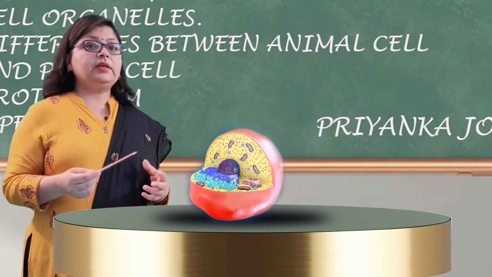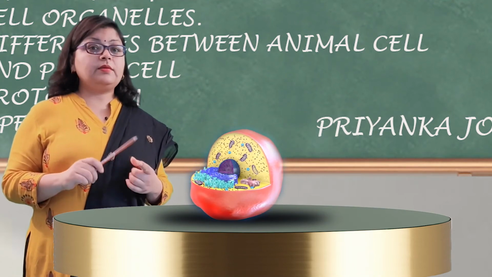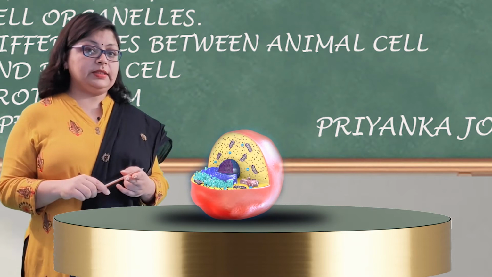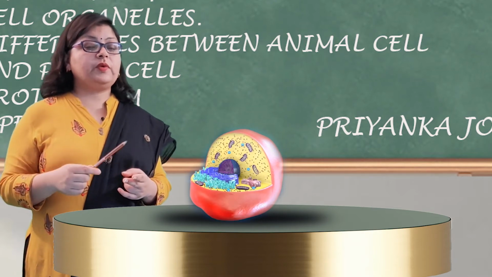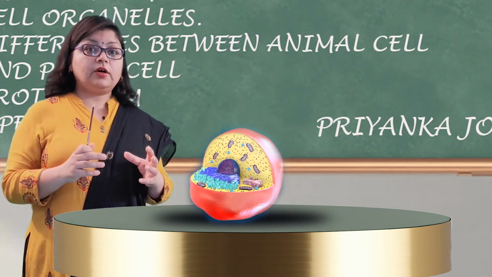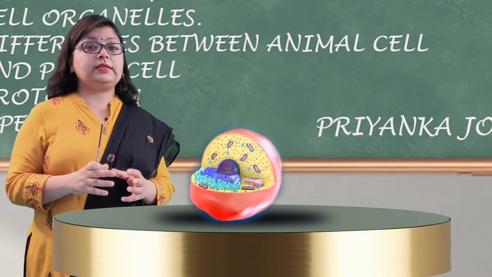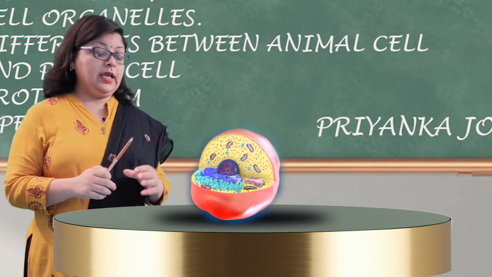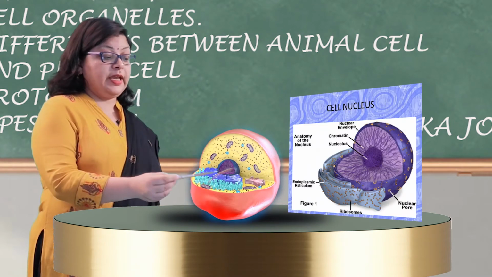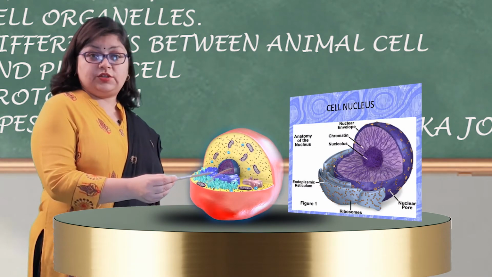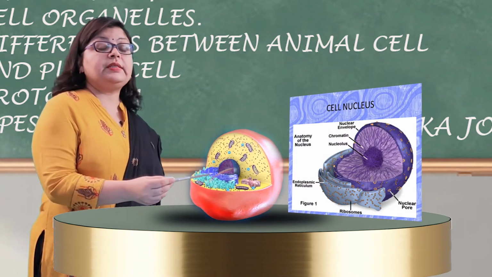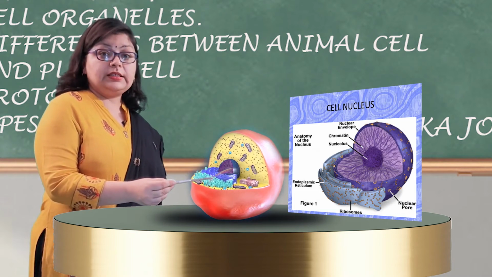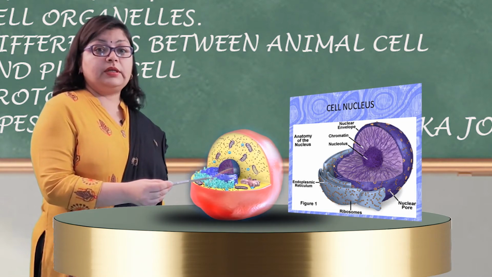Children, we are doing the organelles which are present in both plant cell and animal cell. Moving on to the next one, the nucleus. When we talk about the nucleus, it is the main part of the cell. If you see this model, you will find in the center a structure which is the biggest structure present inside the cell, and a very important structure.